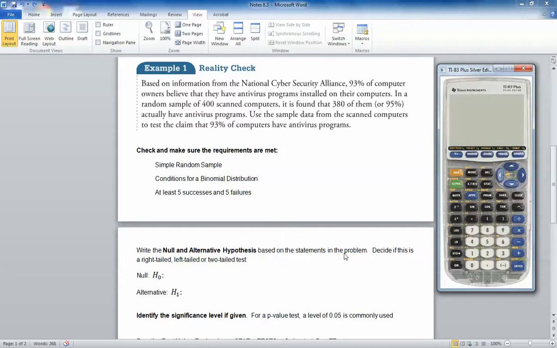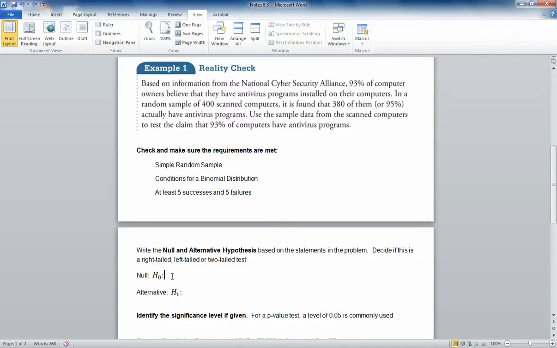Next item is to write the null and alternative hypothesis based on the statements in the problem. We have to decide if it's a right-tailed, left-tailed, or two-tailed test. Our null hypothesis is testing the original claim. So the original claim is 93%, so our null hypothesis is p is equal to 0.93. And the alternative is whether we think it's greater than, less than, or not equal to.